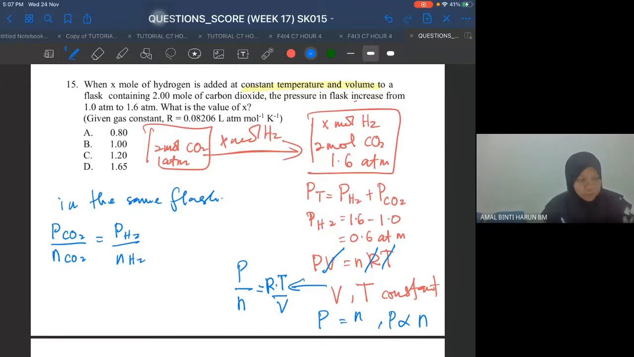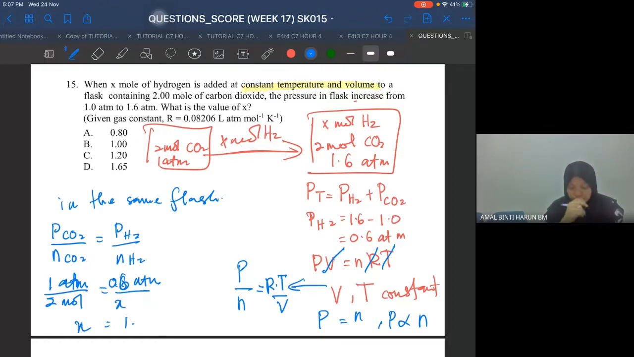So partial pressure bagi CO2 adalah 1 atm. Number of mole dia 2 mole. Partial pressure hydrogen 0.6 atm tadi over X. So X adalah 2 times 0.6 is 1.2 mole. So ni jawapannya.